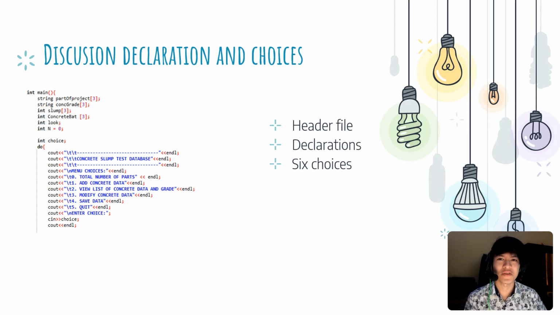Okay, so for the first part of this question, we are going to talk about declaration and choices. We put in the header file such as iostream, which is responsible for input and output streams. It is used to create files, write information to files, and read information from files. Then we declare each of the variables by using identifiers like int and string. Then we have 6 choices at the main menu to be selected by the user.